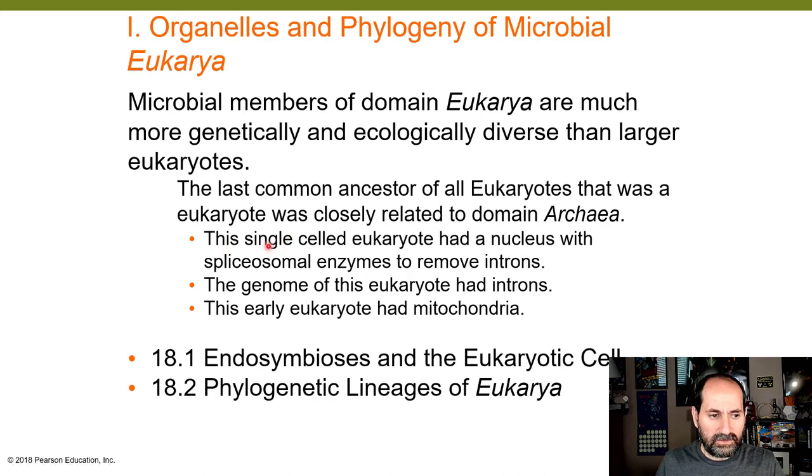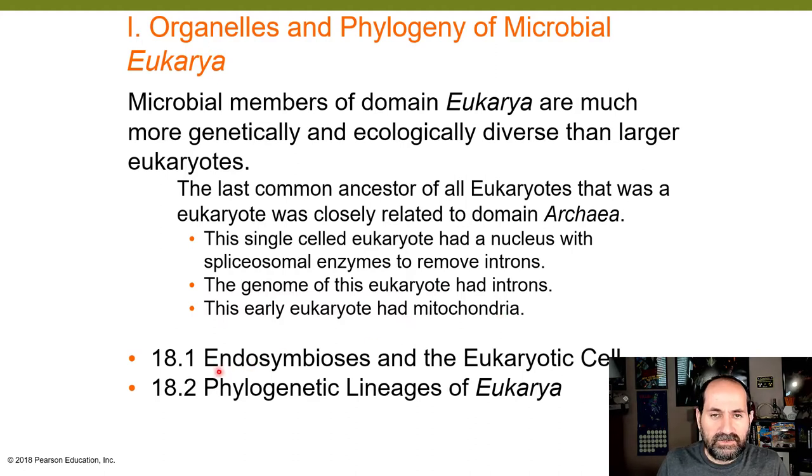And this early eukaryote, this single cell eukaryote, had a nucleus with spliceosomal enzymes to remove introns. Remember, prokaryotes do not possess introns. They do not conduct splicing of introns, I should say. The genome of this eukaryote had introns. This early eukaryote had mitochondria.